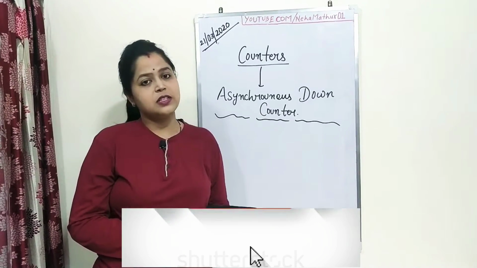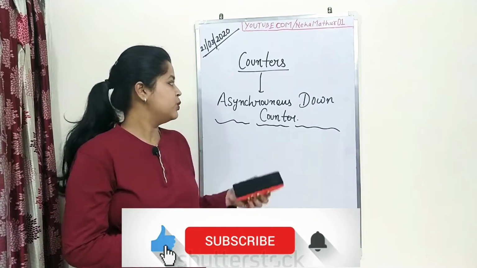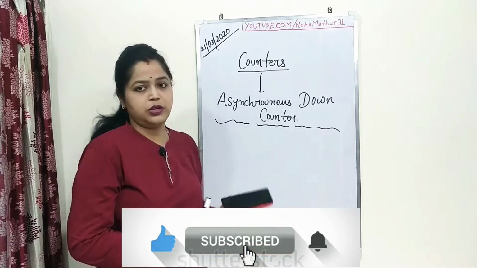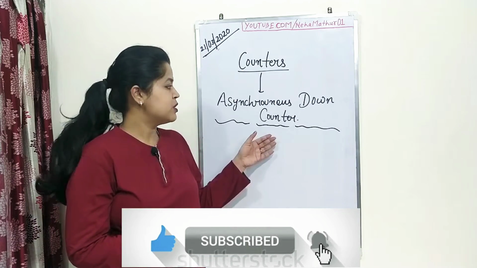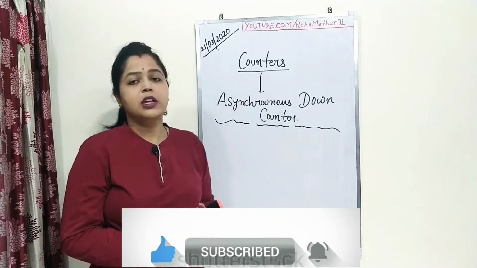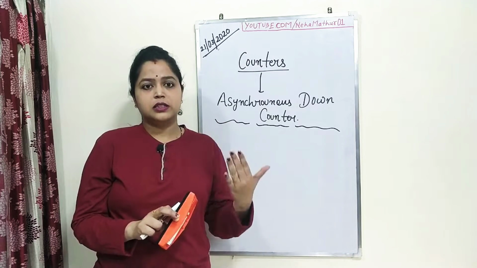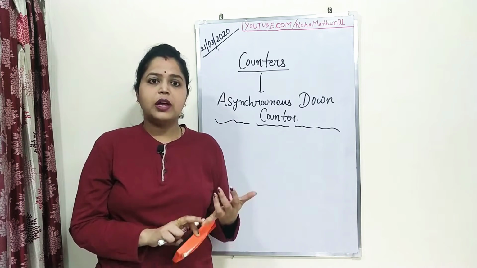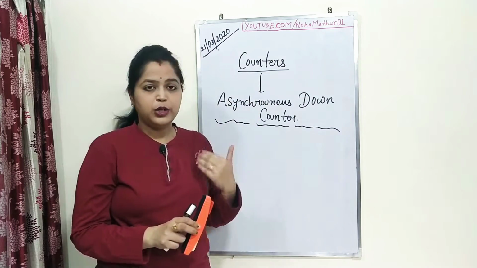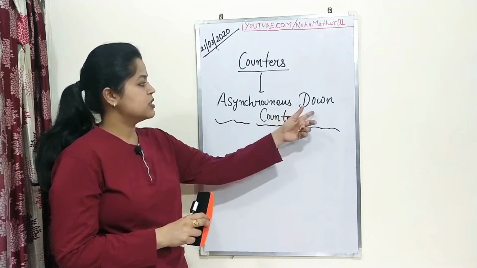Hello students, this is Neha Mathur and today I will tell you about the asynchronous down counter, which is itself a most important classification of counter. A counter is a digital circuit used to count the number of pulses. So any digital circuit which is used to count the number of clock pulses is said to be a counter, and today I will start with the asynchronous down counter.